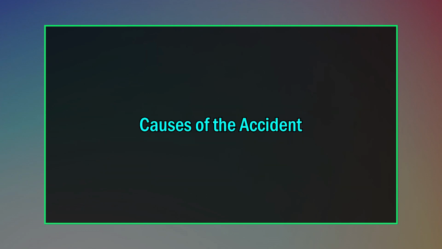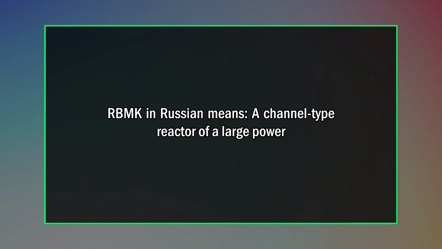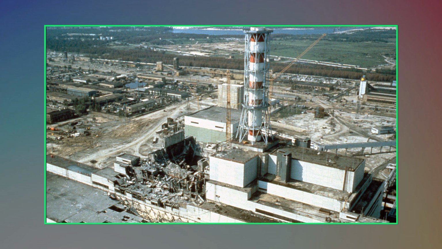Causes of the accident. There was not one cause of this accident. There were several which all contributed to it. This accident happened while testing an RBMK reactor. RBMK in Russian means a channel-type reactor of a large power. A chain reaction occurred in the reactor and got out of control, causing explosions and a huge fireball which blew off the heavy concrete and steel lid of the reactor.